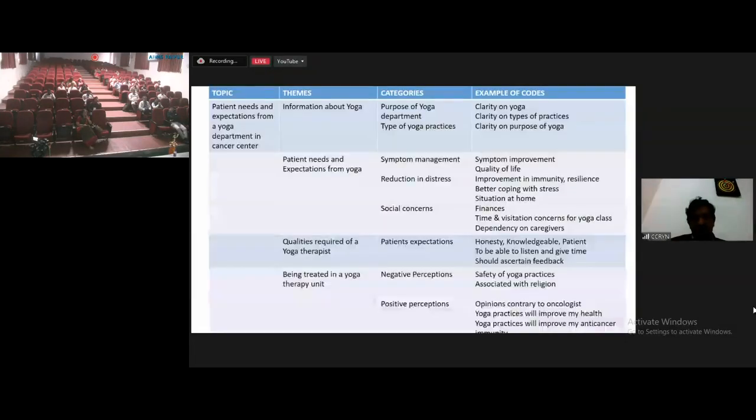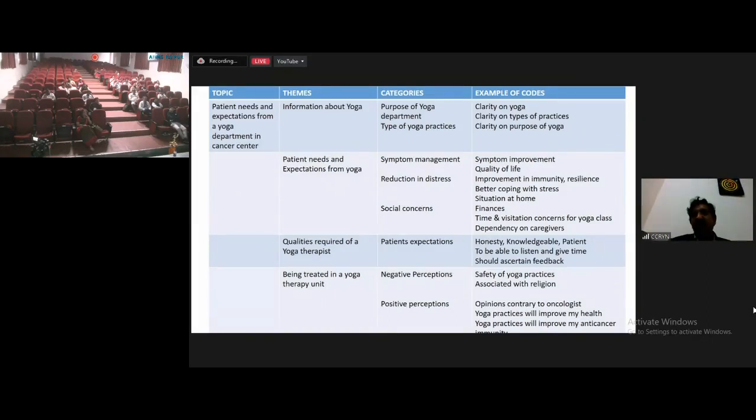So here, for example, this is my theme. I have a topic: patient needs and expectations from the yoga department in a cancer center. This is my topic. So what are the themes I had? I want to know about information about yoga. I want to know about patient needs and expectations from yoga. I want to know about the qualities required of a yoga therapist from a patient's perspective. I want to know about what is being treated in a yoga therapy unit inside a cancer center. Okay. So what are categories: purpose of yoga department, type of yoga practices. I break it down further.